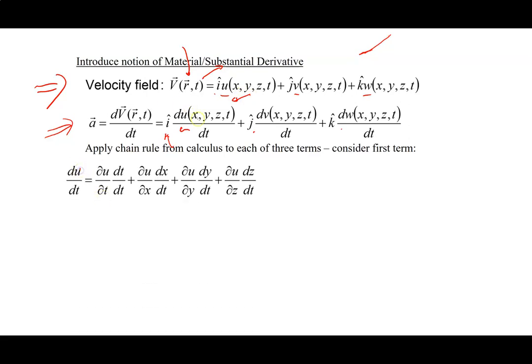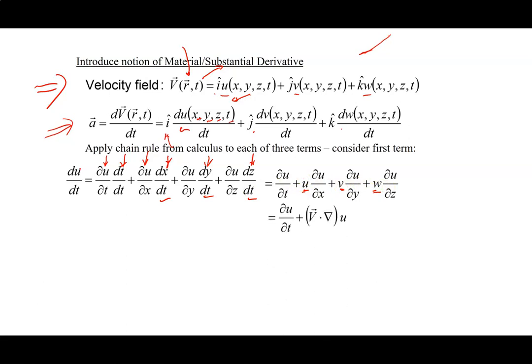since u depends on x, y, z, and t, I can write this as the partial of u with respect to t times dt/dt, plus partial of u with respect to x times dx/dt, in the same way dy/dt, and then dz/dt, right? The interesting thing is the dx/dt, dy/dt, dz/dt are nothing but the x, y, and z components of velocity, which are u, v, and w. So that's the simplification I've made over here, right?